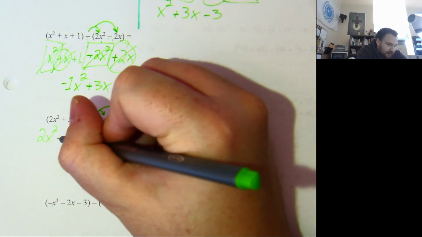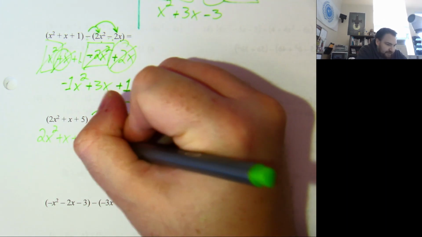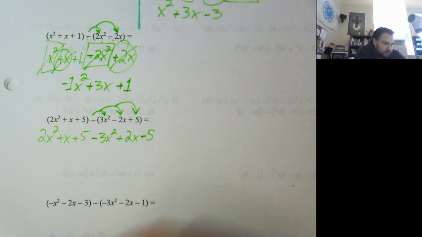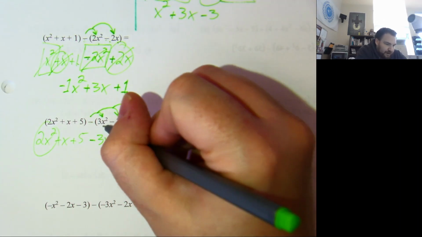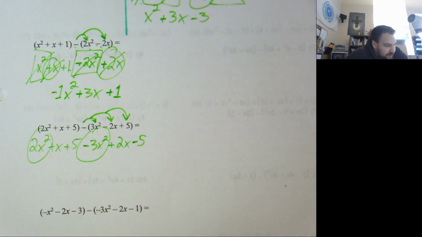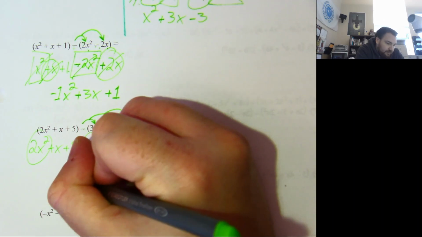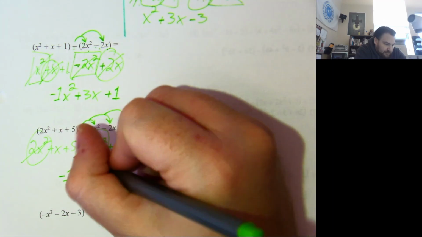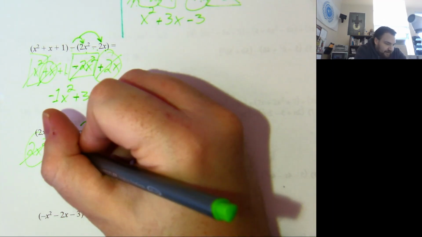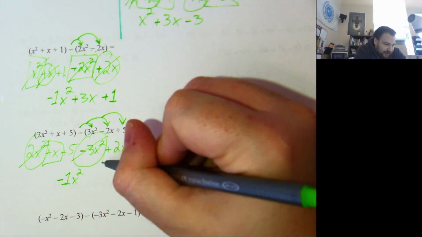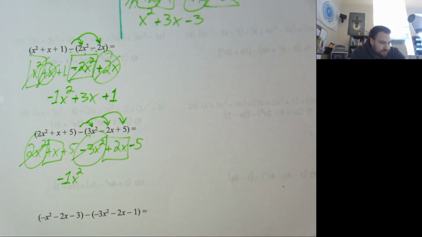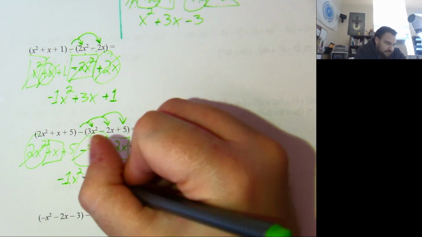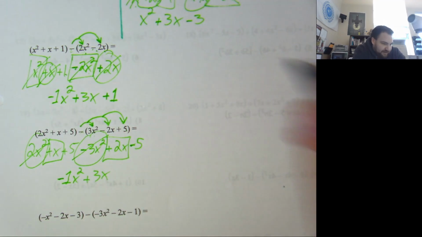So I'm going to have a 2x squared plus x plus 5. And now I group. I've got a 2x squared and a negative 3x squared. What's 2x squared minus 3x squared? Negative 1 x squared. And those guys are done. Now over here, I've got a plus x and a plus 2x. Plus 3x. Love it. He's done.